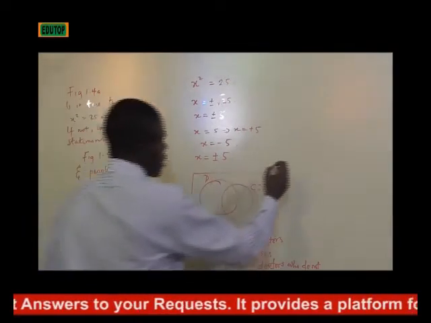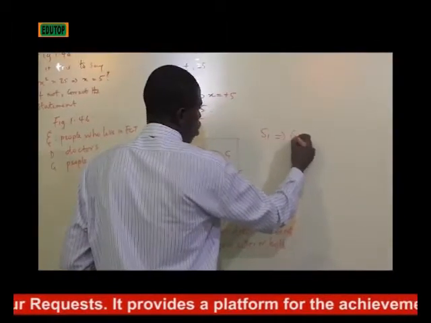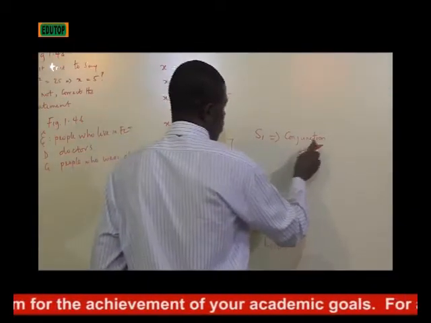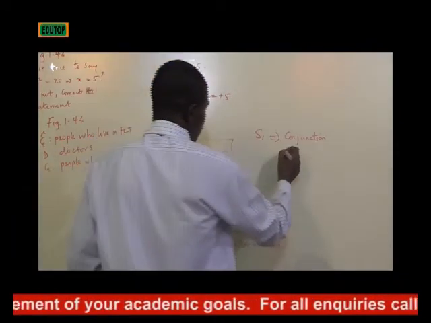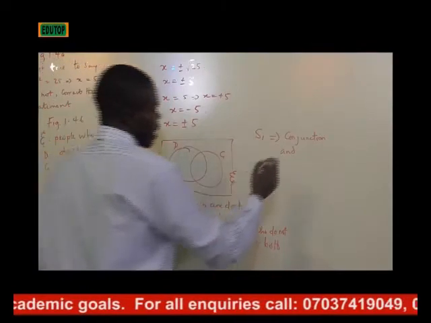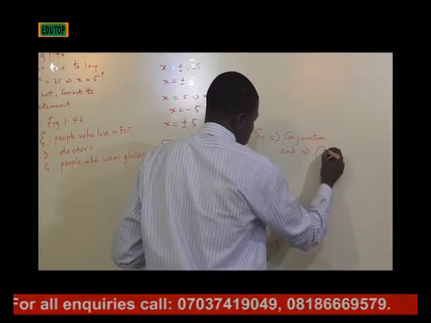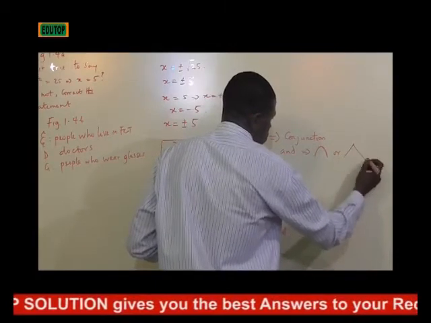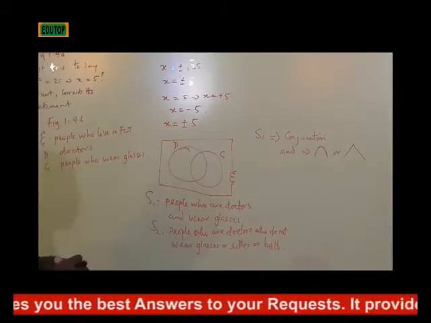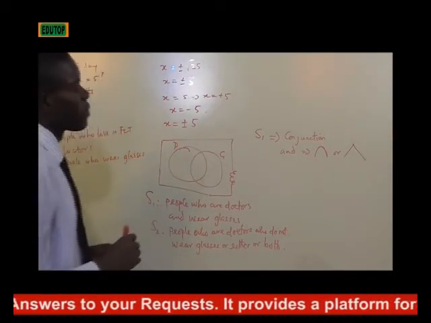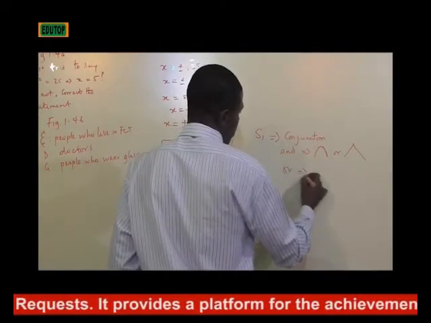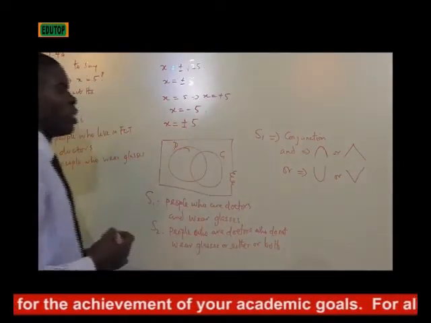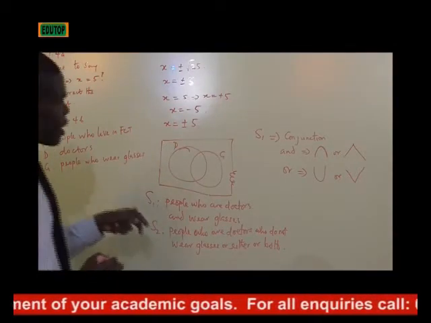The S1 case justifies conjunction, and the conjunction is justified by the use of and, which in logical reasoning can be denoted by this symbol, which we call intersection, or this V, which is a symbolic logic symbol. Then or is denoted by this, which is called union, or the symbolic logic symbol this.